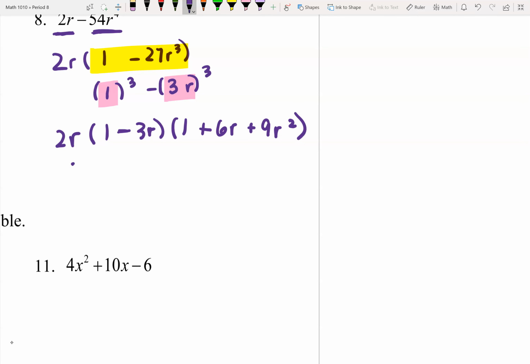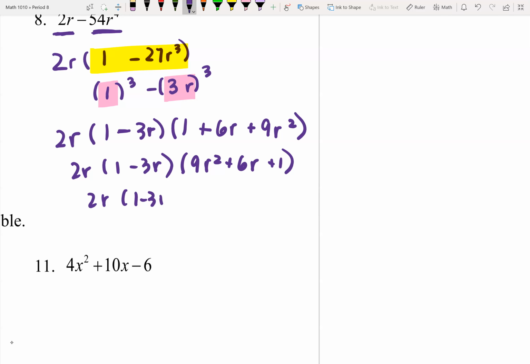Okay. Now I'm going to reorder it. See the first guy? There's no way I'm reordering that. I'm not going to write it as negative 3r plus 1. That's a mess. But I am going to reorder the other guy. So this is 9r squared plus 6r plus 1. Okay. And then I'm going to factor this.